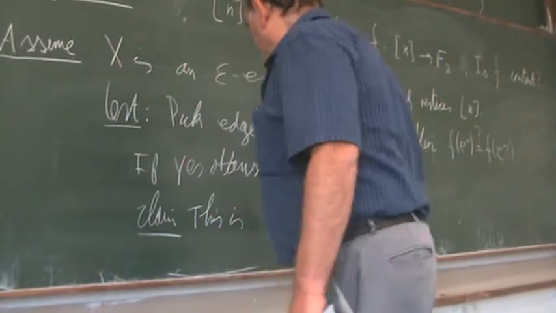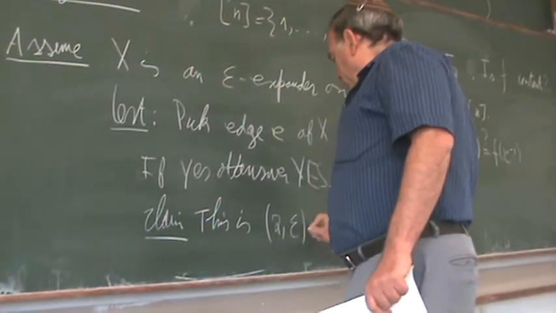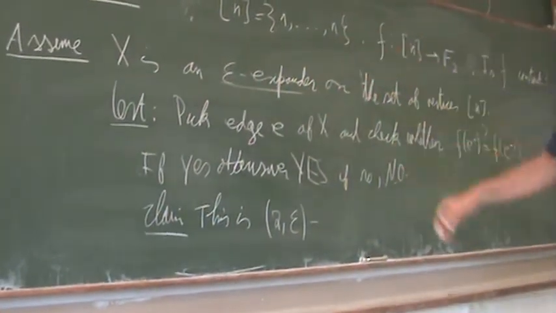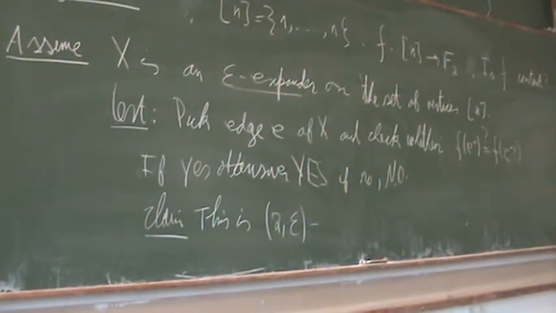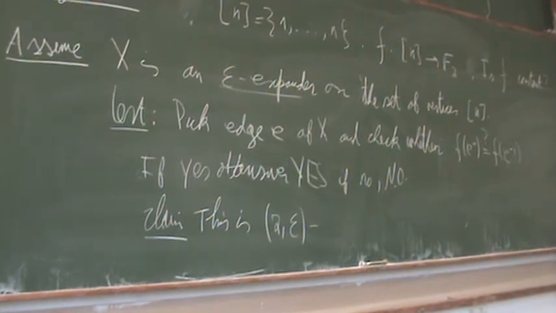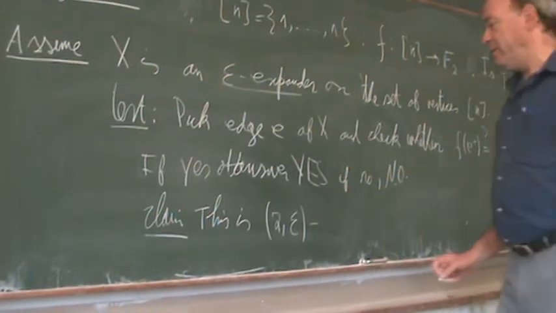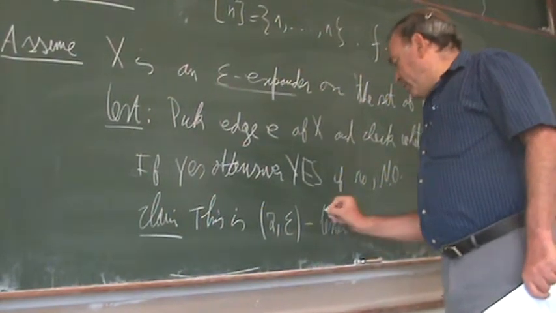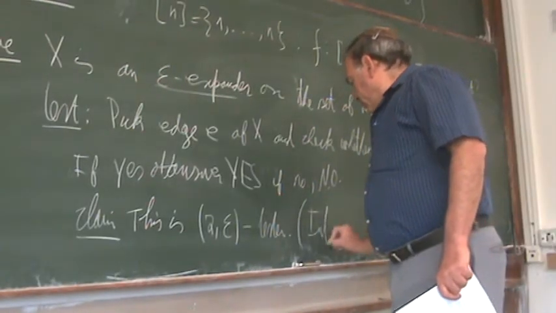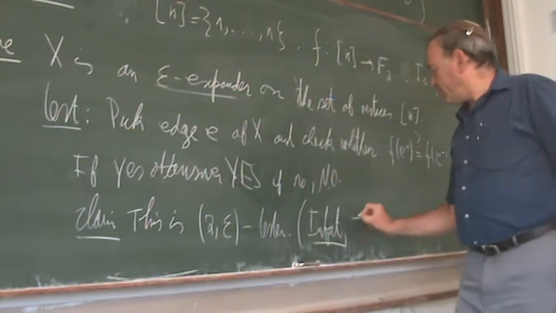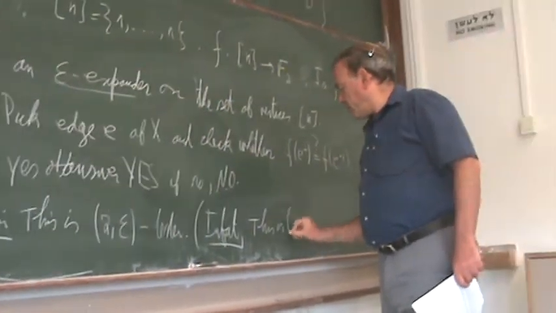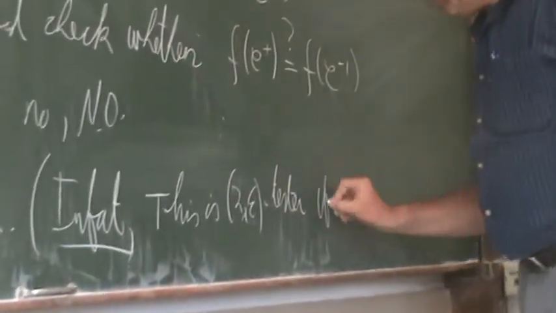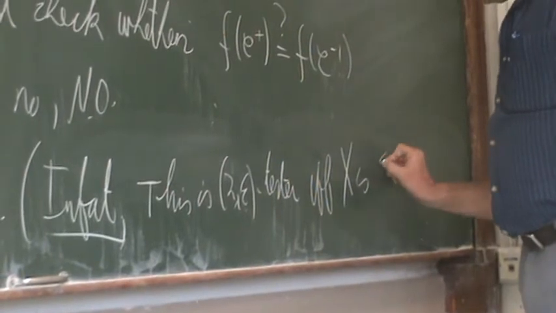this is a 2 epsilon tester. Now here epsilon expander is in the normalized sense. This is exactly a 2 epsilon tester. And in fact, this is a 2 epsilon tester if and only if X is an epsilon expander.